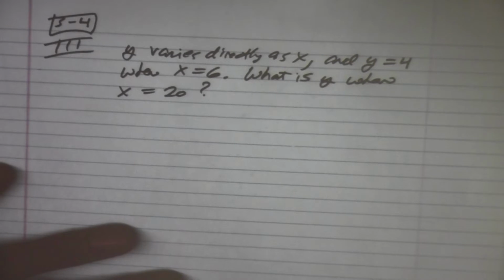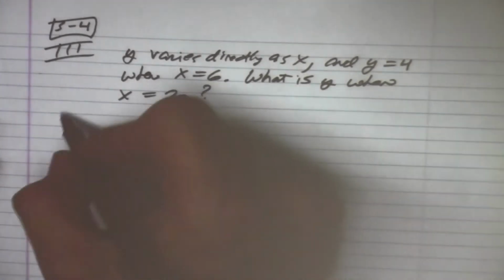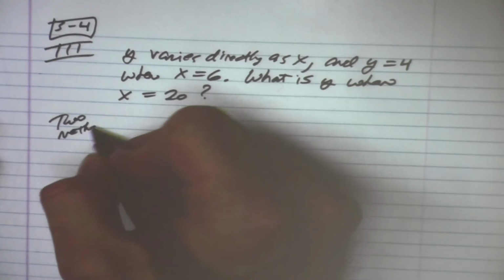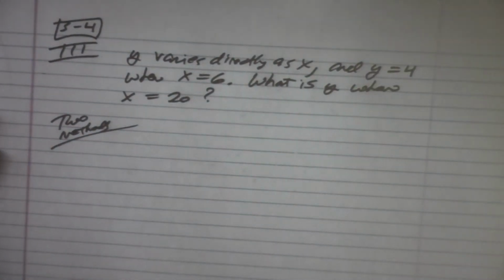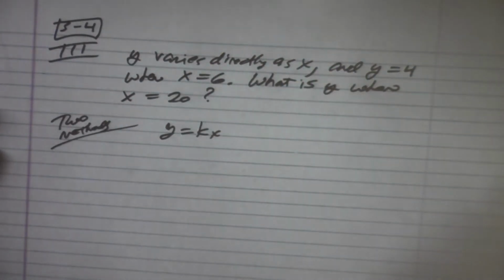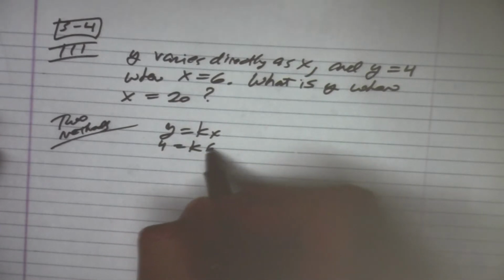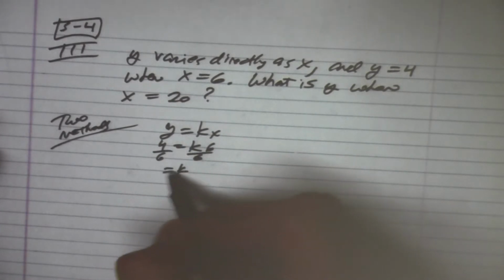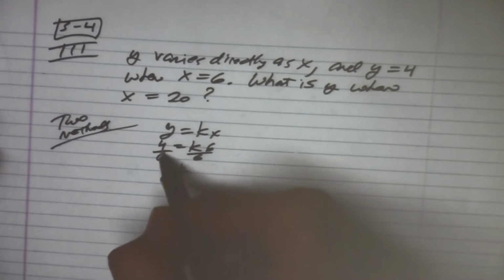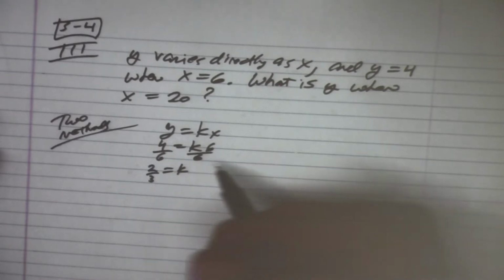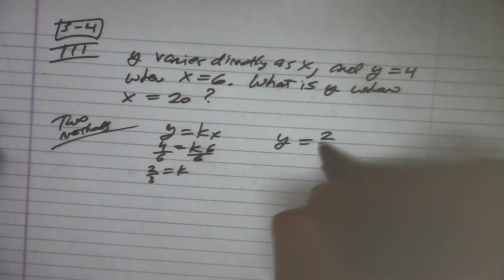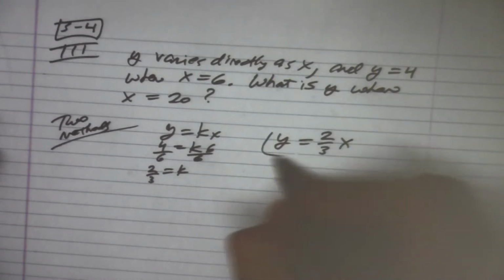There are 2 ways to do this. Two methods. One method is to use what we just did. Let's make an equation, y equals kx, because we know one pair that works for this particular direct variation equation. So we can put the 4 in here, and the 6 in here, and divide by the 6. And if I reduce these, divide them both by 2, I'm going to get 2 over 3. So I now get y equals 2 over 3x as an equation.